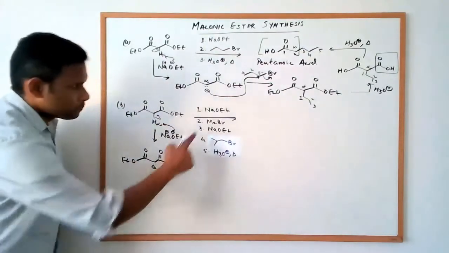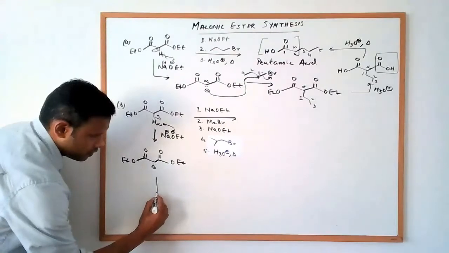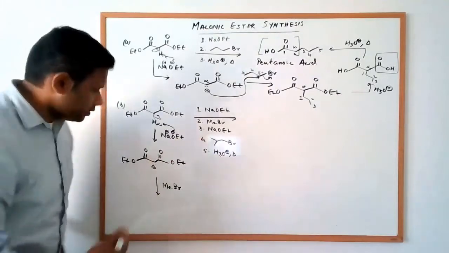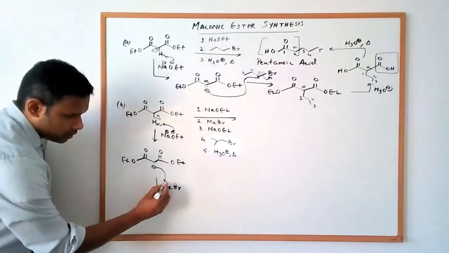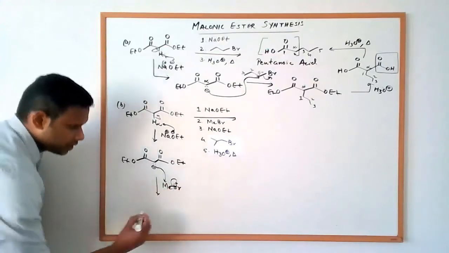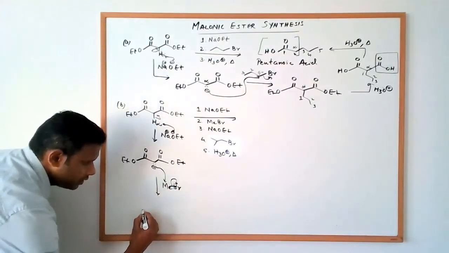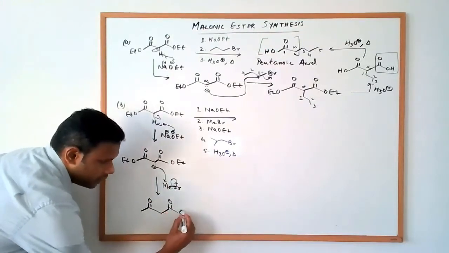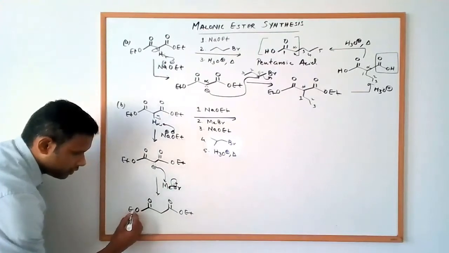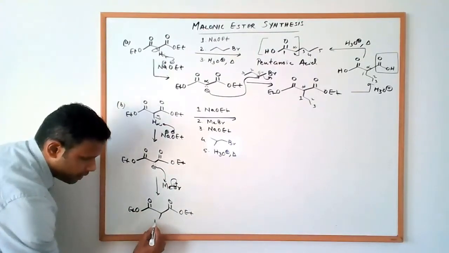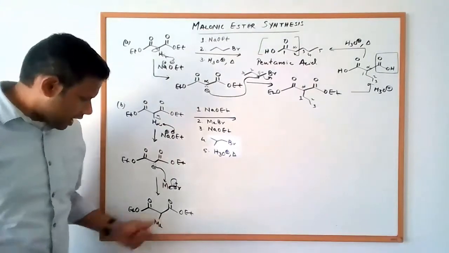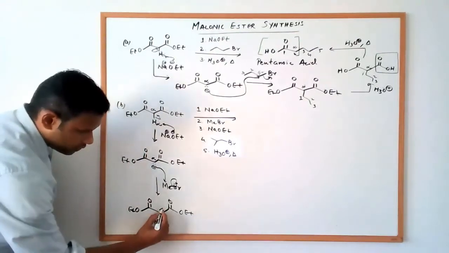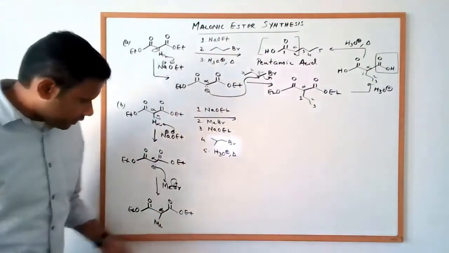Negative charge over there. We react this with methyl bromide. So primary methyl halide, very good for SN2 reaction. So the enolate goes and attacks, the Br gets kicked out. So we're going to get the alkylated malonic ester. There is a methyl substituent on that alpha carbon, and it is the alpha carbon that we are focused on throughout.